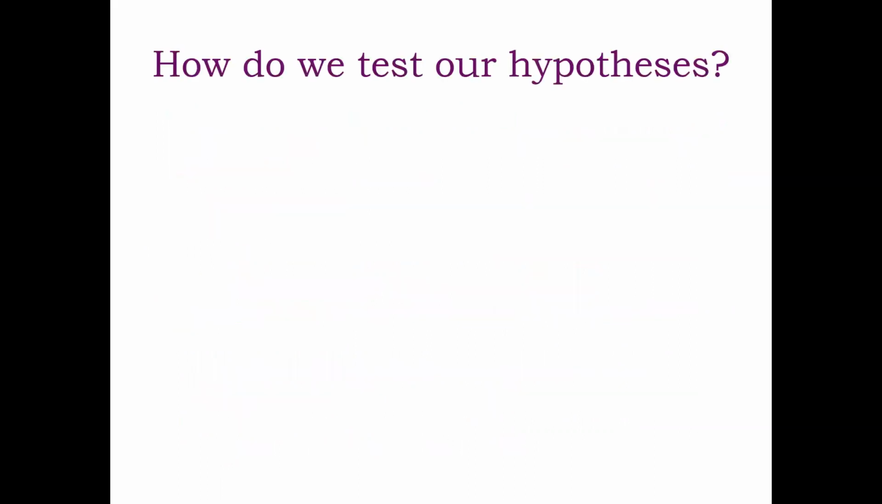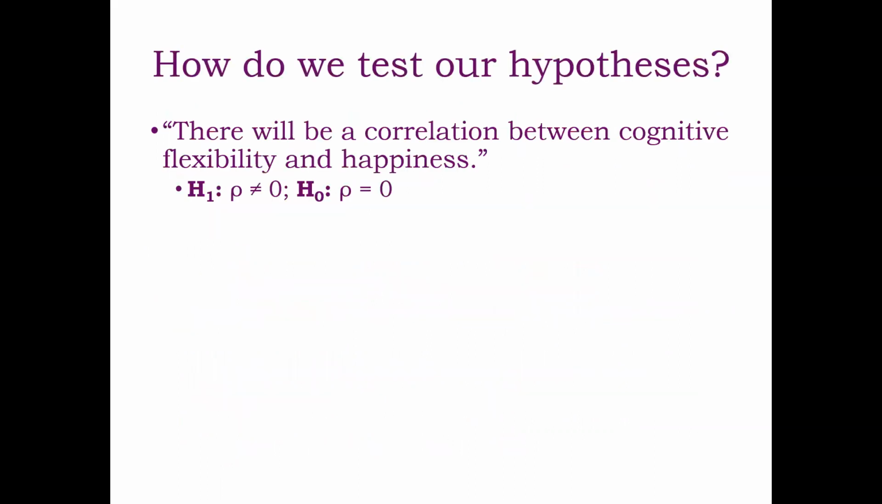So how do we test them, right? What if, instead of having a directional hypothesis, we don't think there's a positive correlation, we just say there's going to be a relationship between cognitive flexibility and happiness? This would just mean that the population parameter rho, which is the correlation of the population, is not equal to 0, because if it were no relationship, it'd be 0. And the null is that rho is equal to 0.